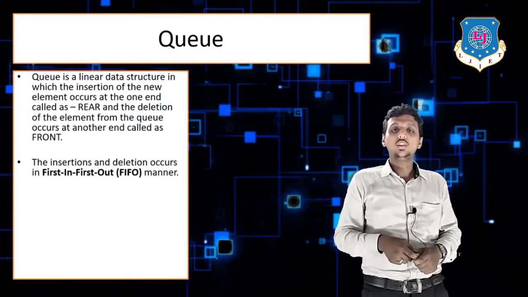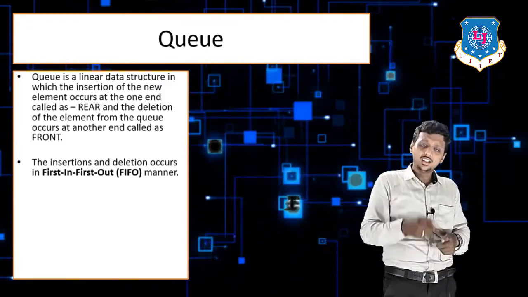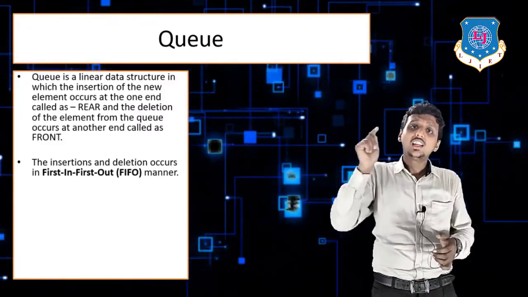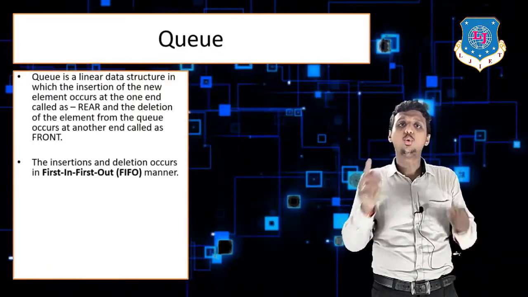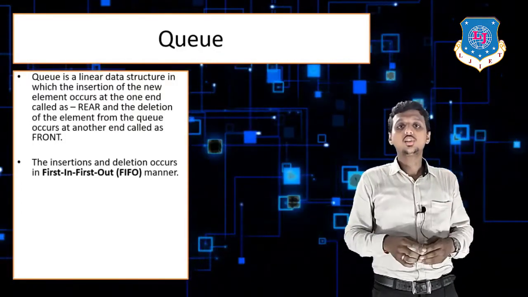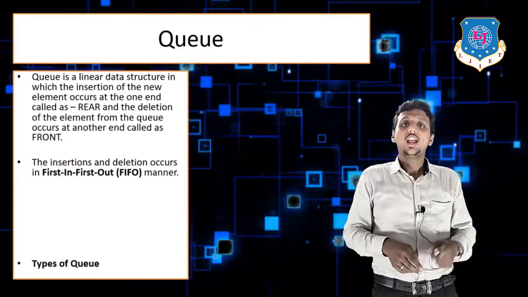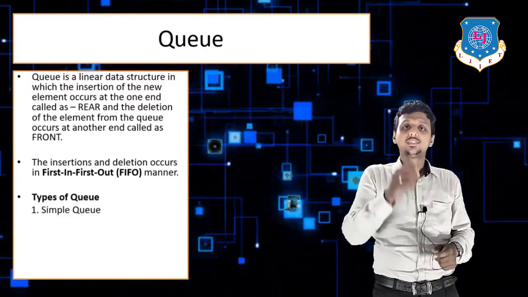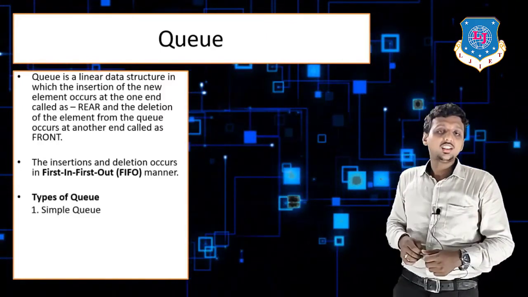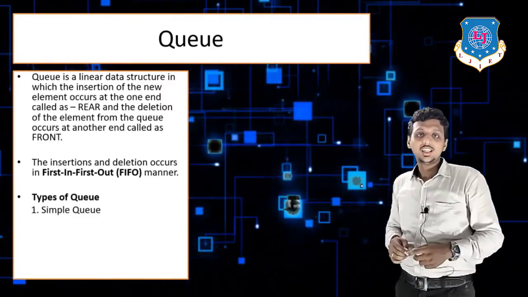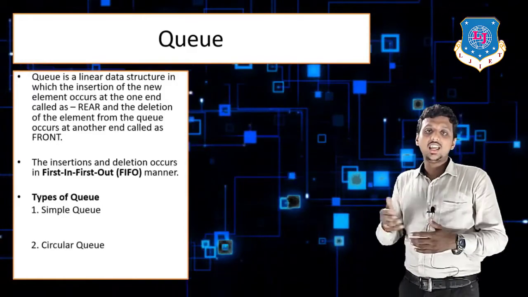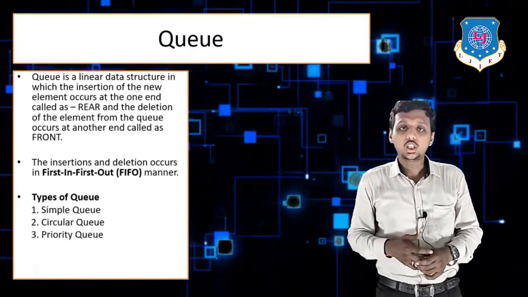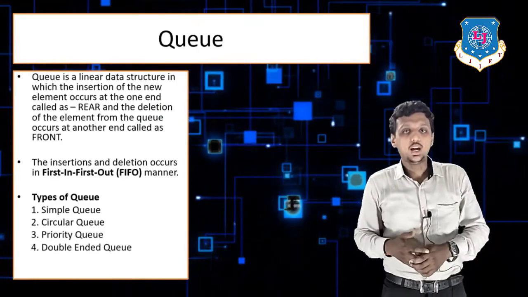Okay, so again students, queue is nothing but a linear data structure. Queue is a linear data structure in which insertion and deletion occur at both ends. For insertion we are using the rear end, and for deletion we are using the front end. Okay, fine. So here are some types of queue. First is a simple queue. Next is a circular queue. The third type of queue is a deque, and next is a priority queue.